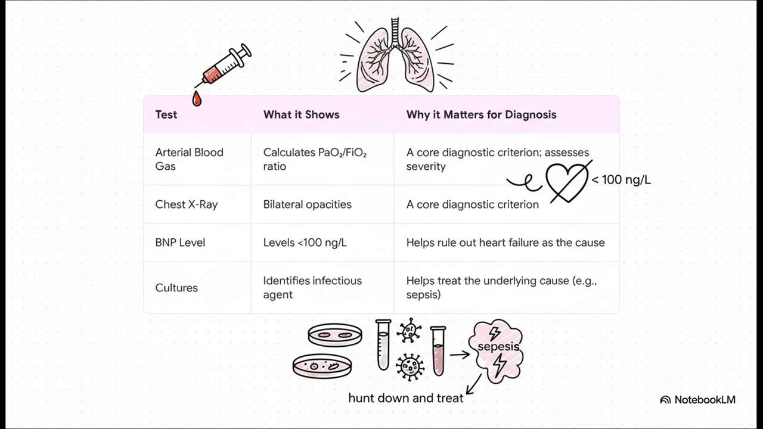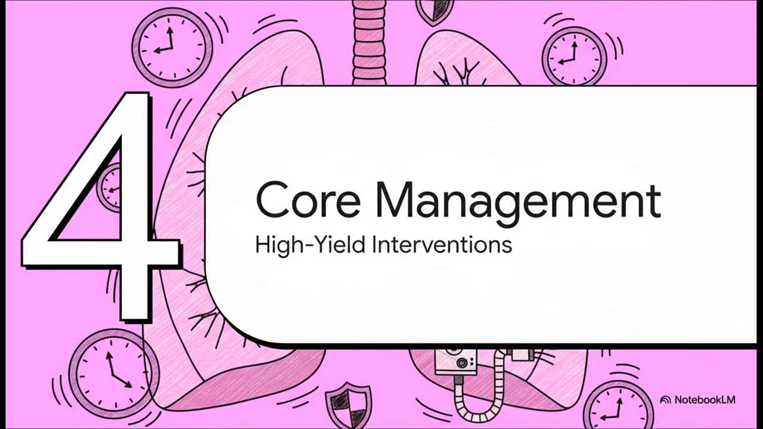You've got your arterial blood gas and your chest x-ray to confirm the main criteria we just talked about. But look at the BNP. This is your key test to tell the difference between ARDS and a heart failure problem. A level below 100 basically rules out the heart. And of course, you're sending cultures from everywhere to hunt down the underlying cause, especially if you think sepsis is in the picture.